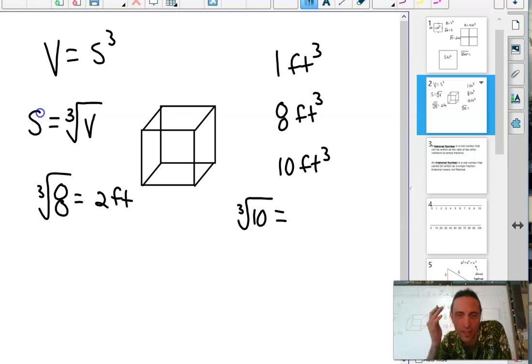Wait a minute. Here's the problem. I've got numbers that I can't express without saying the square root of or the cube root of. And guess what? Those are irrational numbers.